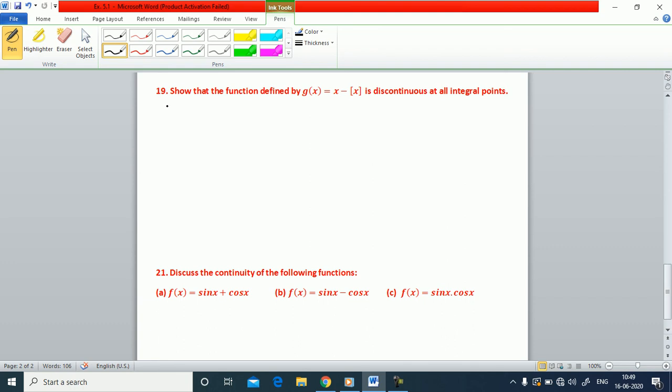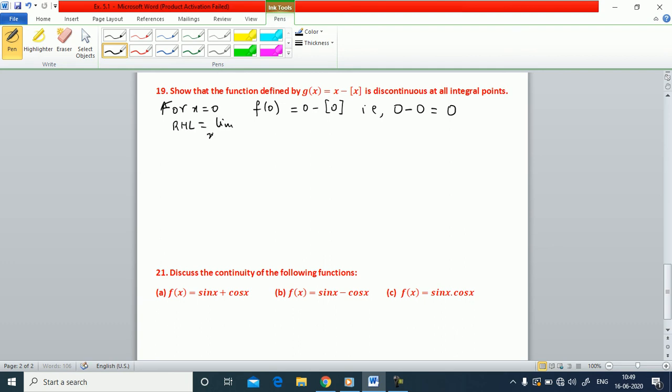Let us do for 0 first. So for x is equal to 0, let us assume, g(0) will become 0 minus greatest integer function 0. Okay, so this 0 as it is, what is the greatest integer function of 0? It is 0 only. So the difference comes out to be 0. Let us take right hand limit.